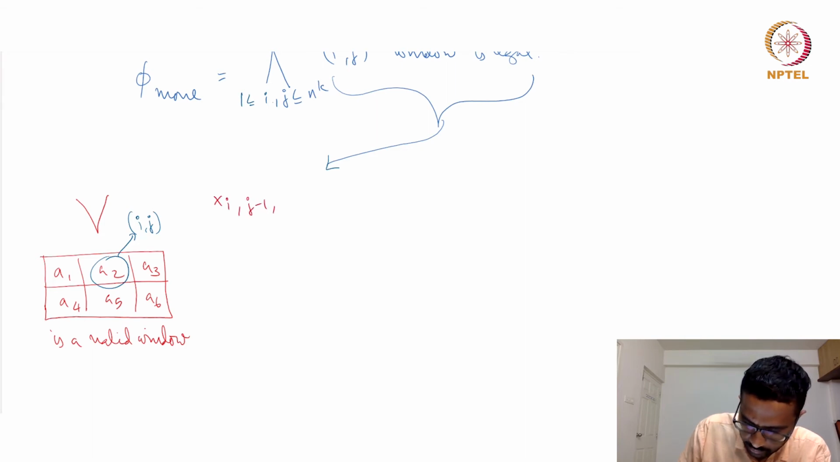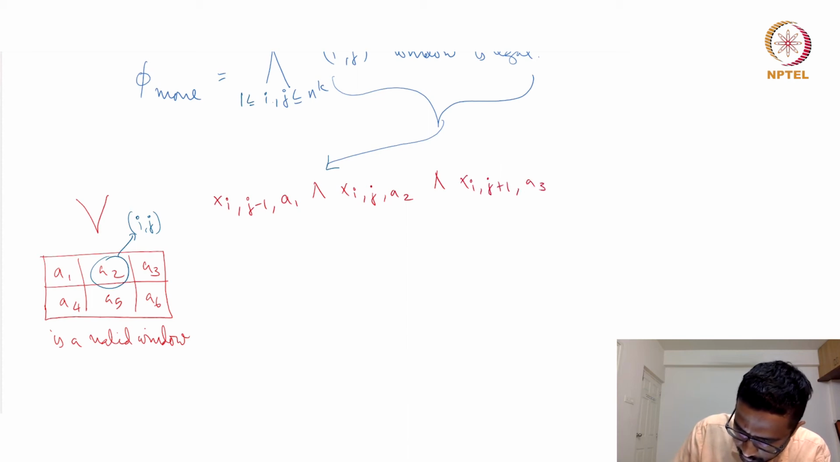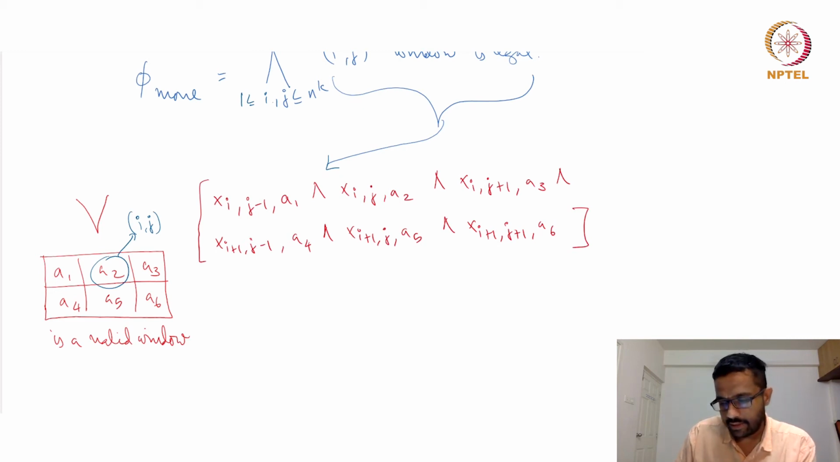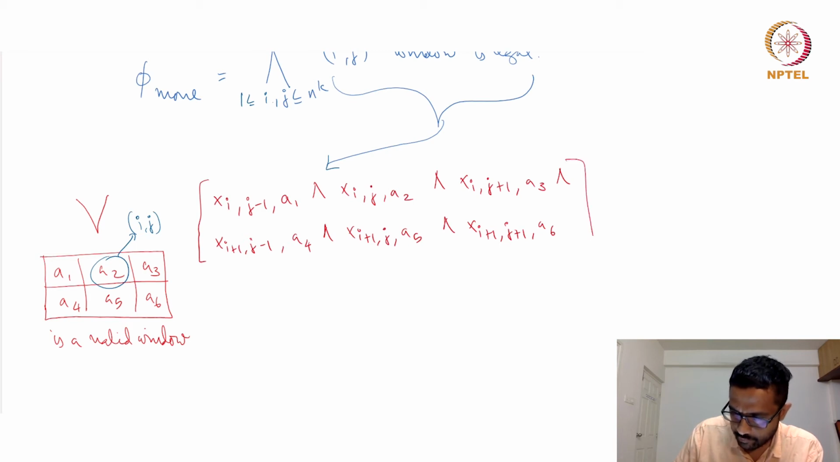x i, j minus 1 is a1, and x i, j is a2, and x i, j plus 1 is a3, and x i plus 1, j minus 1 is a4, x i plus 1, j is a5, x i plus 1, j plus 1 is a6, right? So we are just checking whether the i, j minus 1th entry is a1, the ijth entry is a2, the i, j plus 1th entry is a3 and so on. We are just checking whether the entries are what is given here, and we do that for all the valid windows and then OR over all the valid windows.